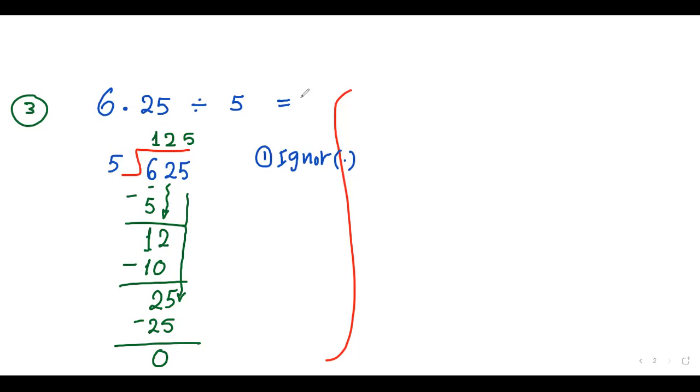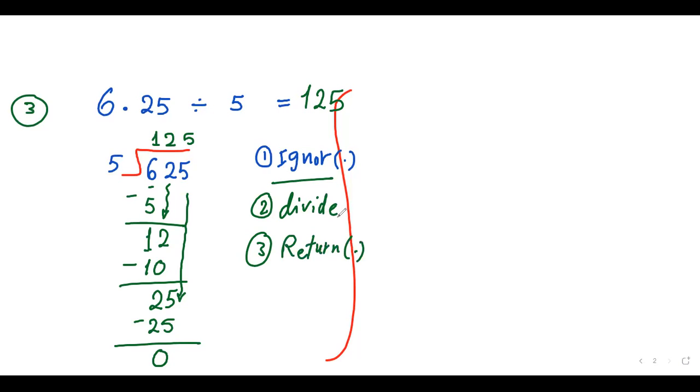Here, what is the final answer, Mashari? 125, and the decimal point. Forget the point, teacher. When you start, you ignore the point in the beginning. Number 2, divide like normal. Number 3, return the decimal point to its original place. After how many places, teacher? Okay, that's right.